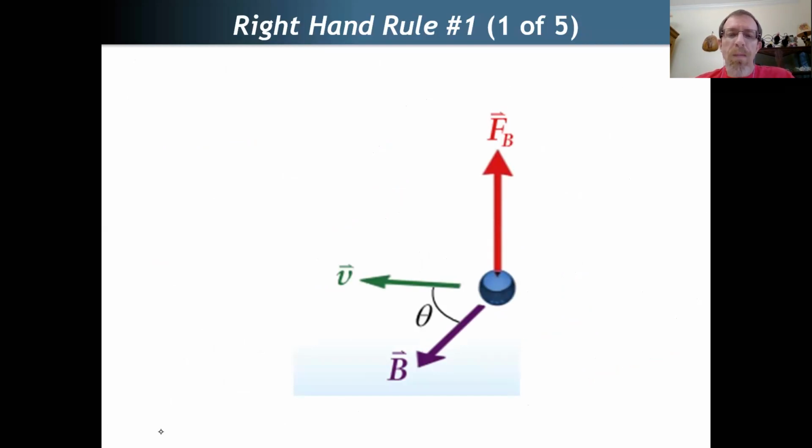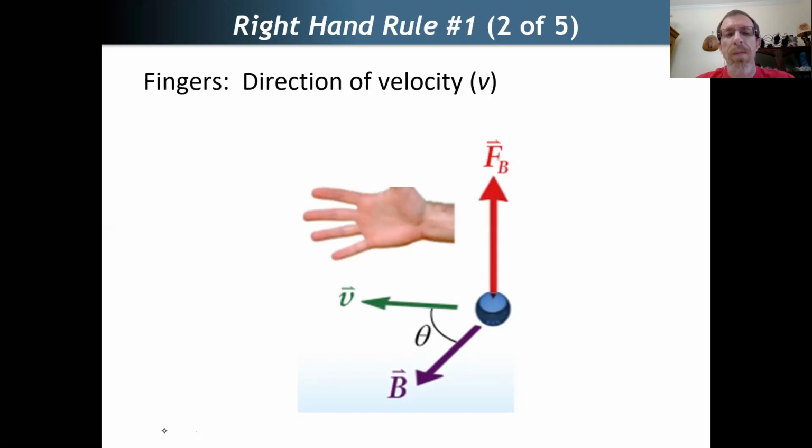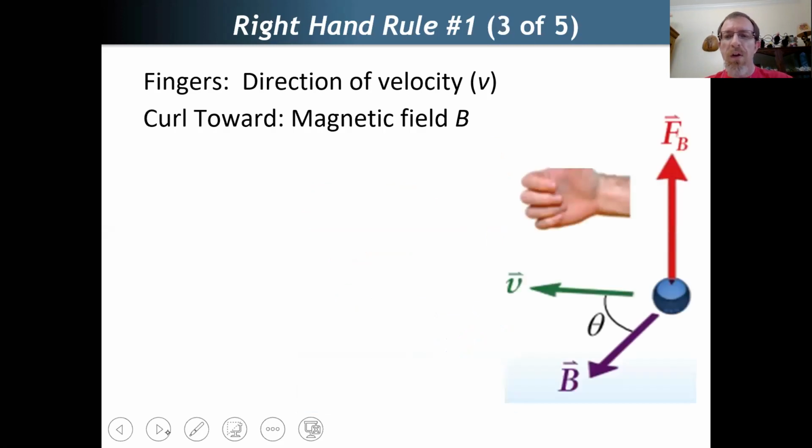rule, and the way this is going to work is that we can look at the direction that the charge is moving in, and we will put our hand along the direction of the velocity vector v. All right, and we're going to hold our hand in such a way that we can then curl our fingers towards the way the magnetic field is pointed in.